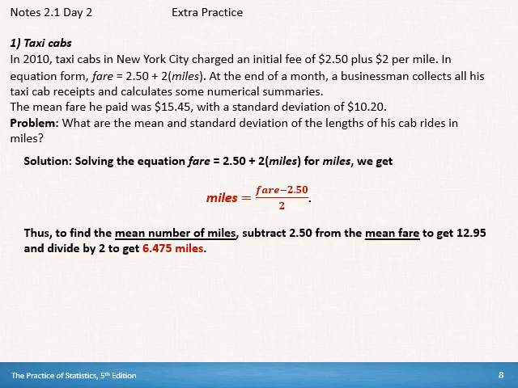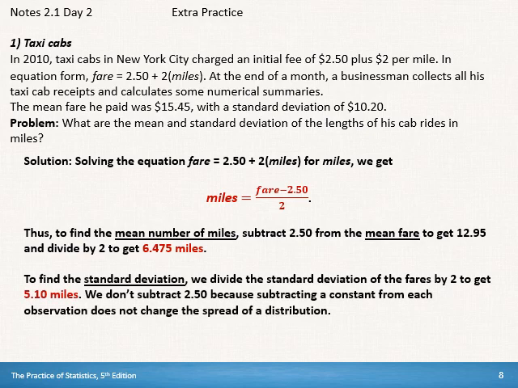Now let's think about the standard deviation, right? So the standard deviation for the fare was $10.20. What kinds of things affect the spread? Remember, standard deviation is a spread. And so remember that adding and subtracting don't affect it. So we don't have to worry about the 2.50. We just have to worry about the dividing by 2. So we simply are going to take the standard deviation of the fares and divide by 2 to get the standard deviation of the mileage.